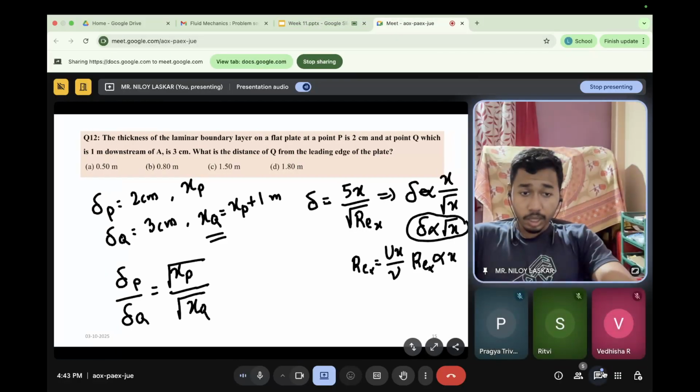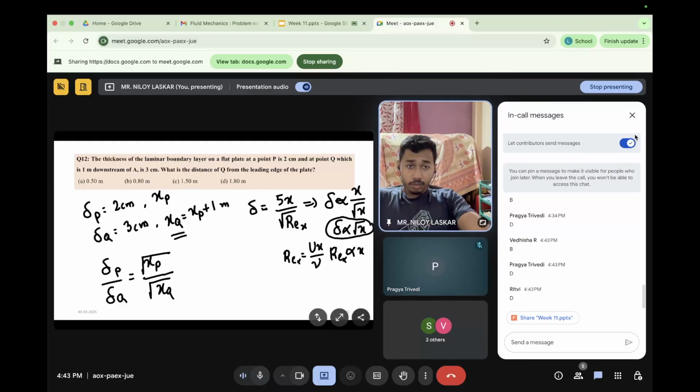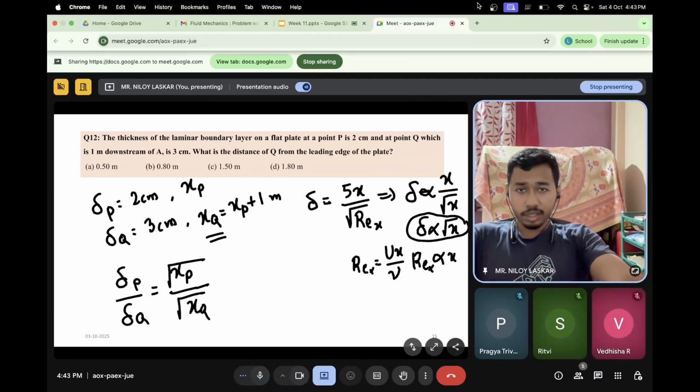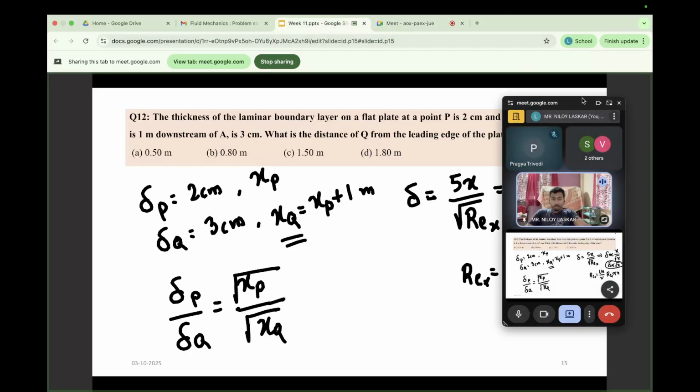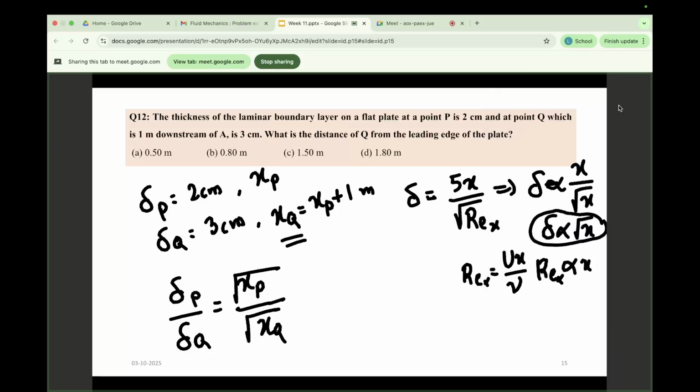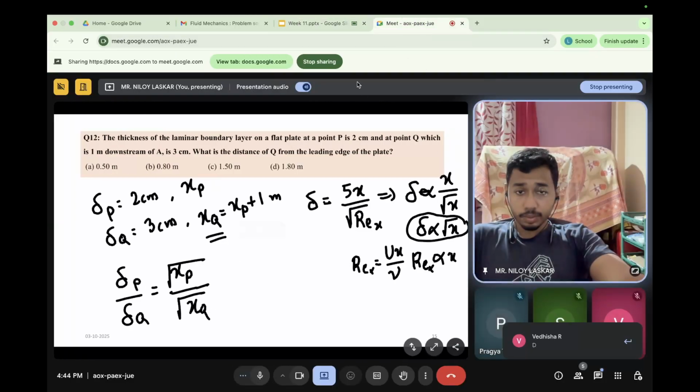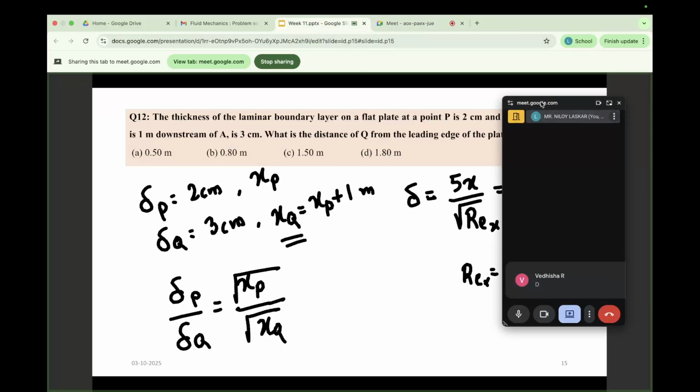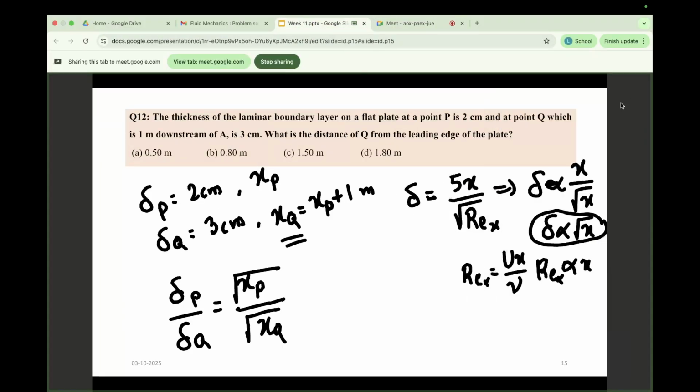Who is partially correct? So Vedishi, you are partially correct. You just find this XP, not XQ. So in the question, it is asked to find that. Yes, Vedishi, now it's correct. Yes, so that will be the answer.